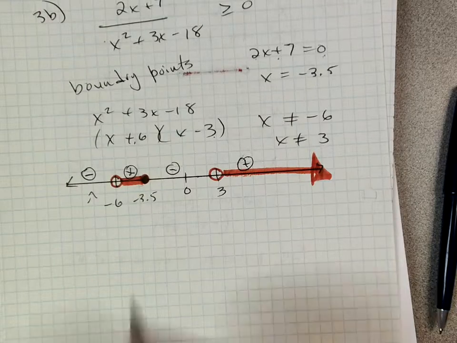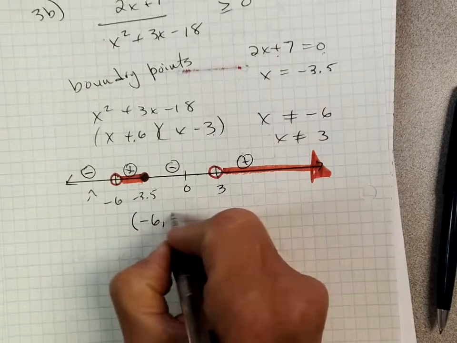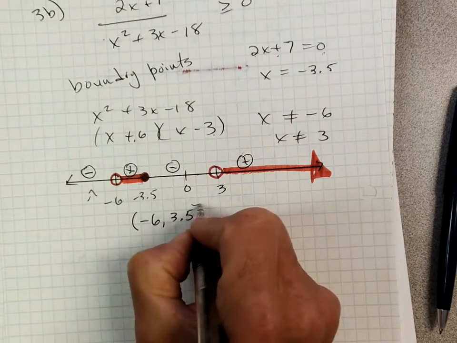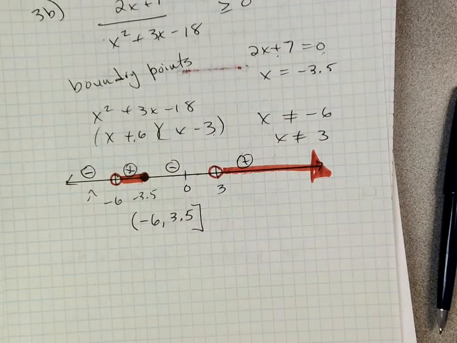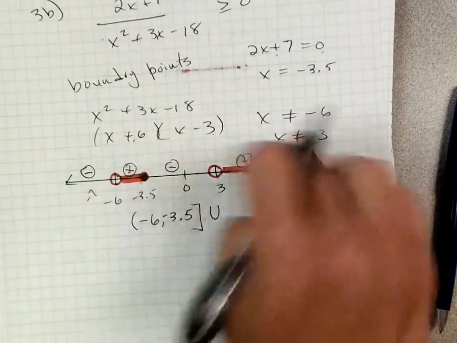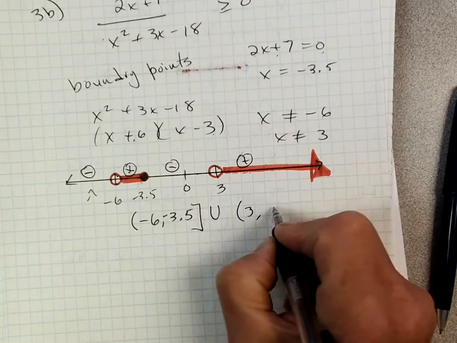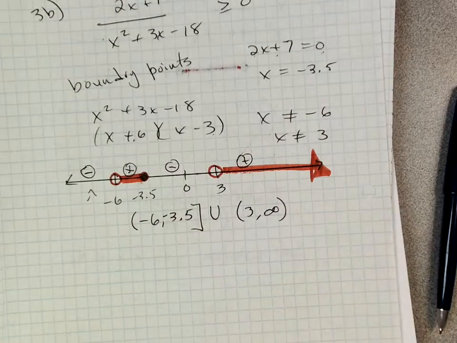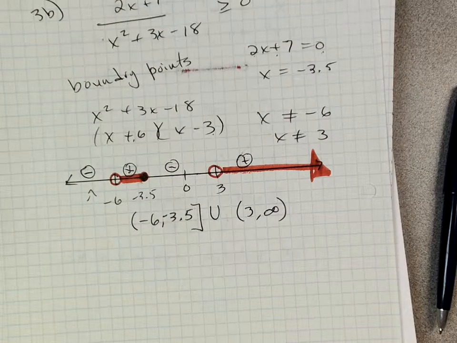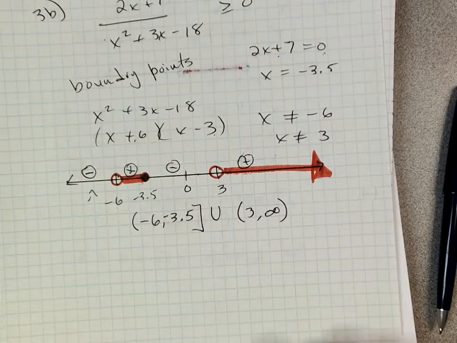All right. I'm going to go parentheses, negative 6, comma, negative 3.5, bracket. Bracket, because it equals negative 3.5. Union, because now we've got to also say this. Union. We're going to go 3, comma, all the way to infinity, parentheses. Okay, that's interval notation. Okay, set notation. I'm not going to do set notation on it.